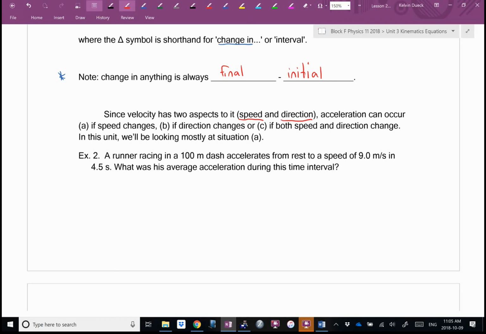And then the third one is both could be happening at the same time. That's very tricky. I don't even think we look at that this year or next year. And the direction changing one, we only look at next year.